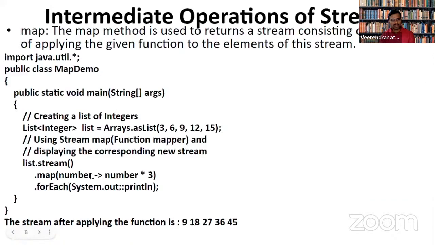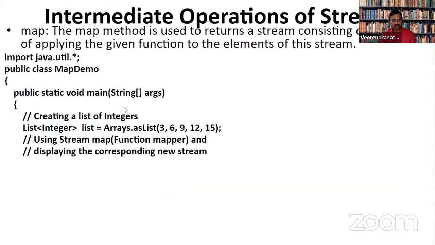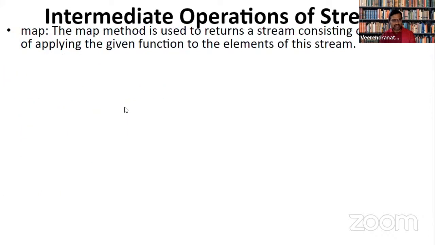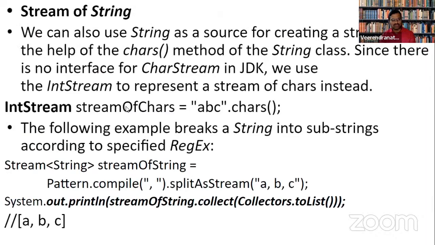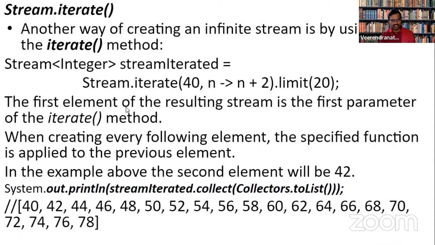And then you have the map operation. Generally what we are trying to say here at the end of the day is that these are the intermediate operations: map, filter. And we also had a discussion on how we can create strings. These are the things that we have learned today.